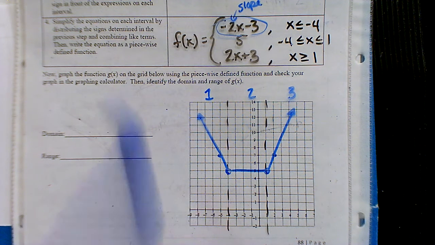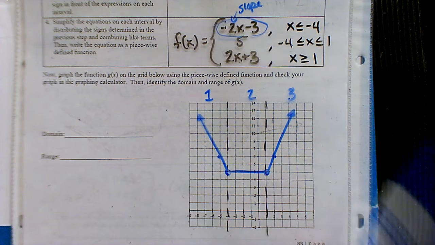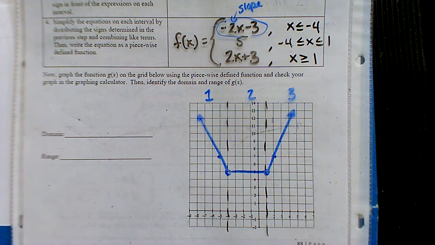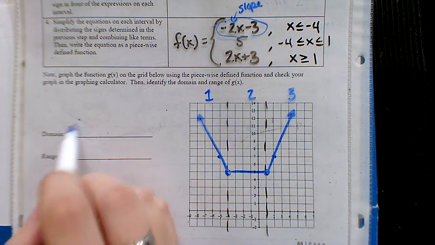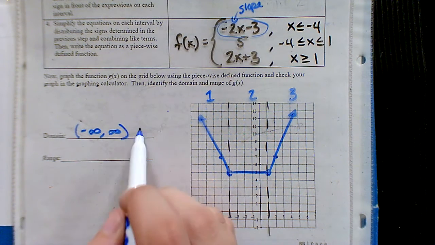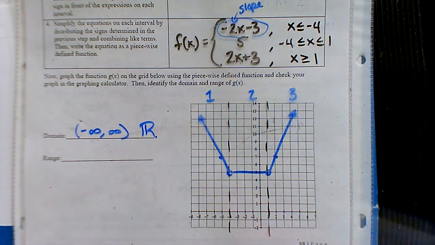Now that we have a graph, think about tracing with your pencil. How far left could you go? How far right could you go? Do you have any breaks in the middle that you have to be worried about? What can we say is our domain? Negative infinity to positive infinity, aka all real numbers. Maybe some of you want to write that double-stem R, which means the same thing.